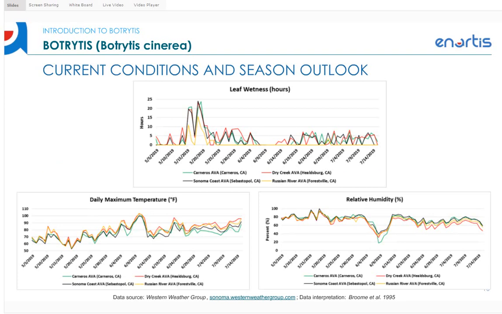So just to look at current conditions this year for a section of time, and then maybe predicting what the rest of the season might look like. I exported and graphed public data for Sonoma County, which is where the Enartis office is based out of. Charted it for leaf wetness in hours at the top graph. On the bottom left is daily maximum temperatures. Bottom right is relative humidity, and I did this for 4 separate AVAs around the area.